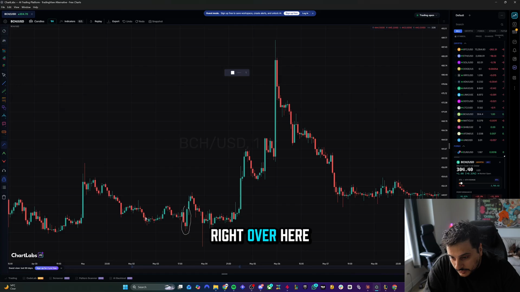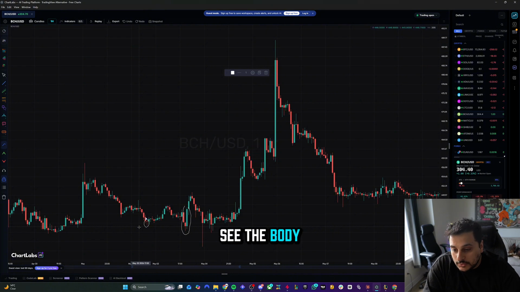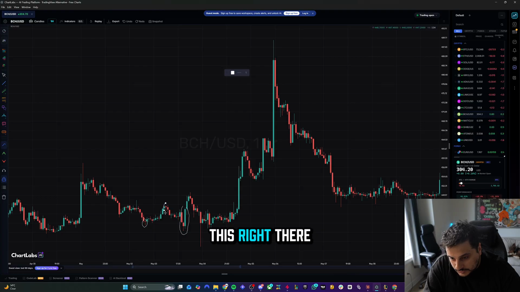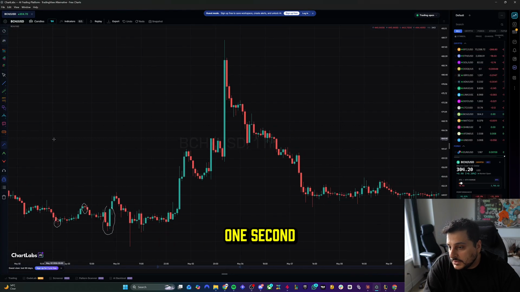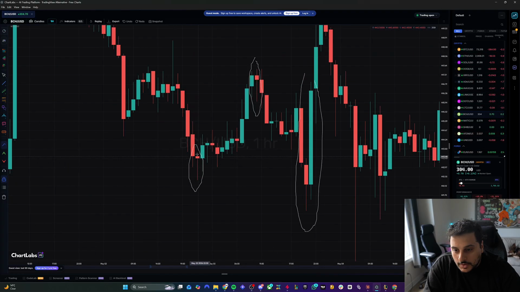We can see right over here, that's a pin bar right there. We can see there's a huge wick and a very small body. Over here again, if we take another drawing tool, this right there is a pin bar. So if I zoom in here, just so you guys can see it. All right, that's a pin bar right there. That's a pin bar right there.